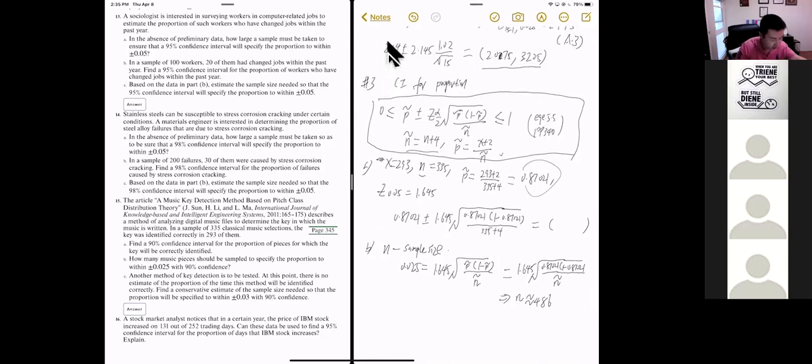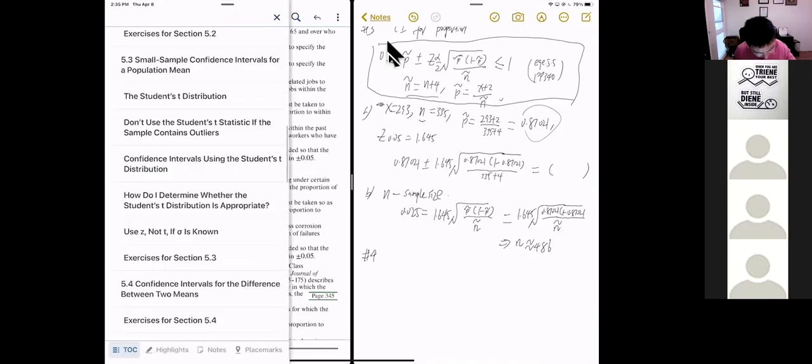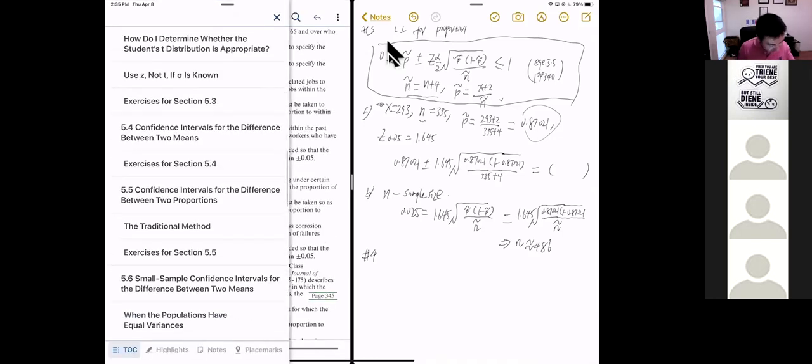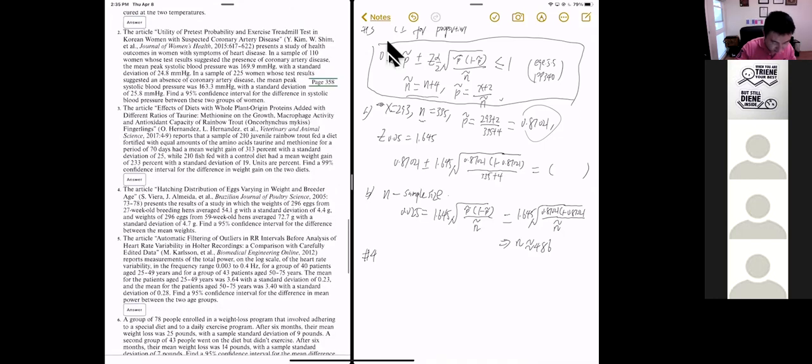Okay. So number 4 is from section 5.4. This is the large sample confidence interval for difference between two means. So let's get the question first. Section 5.4, question number 6. Okay, it's here.